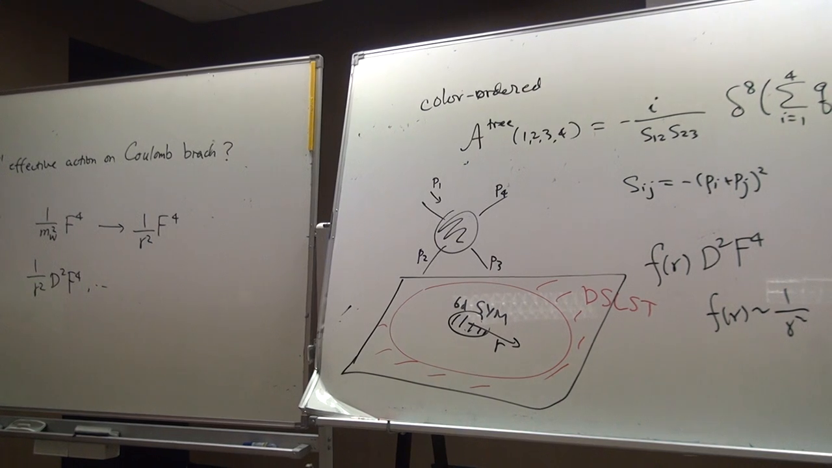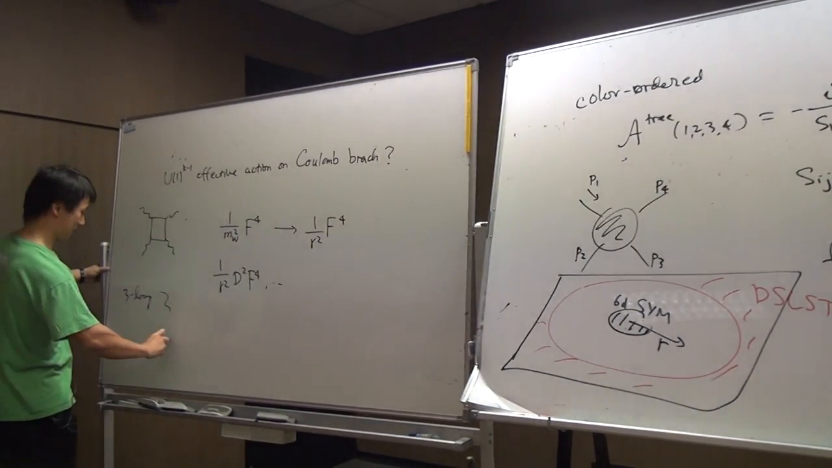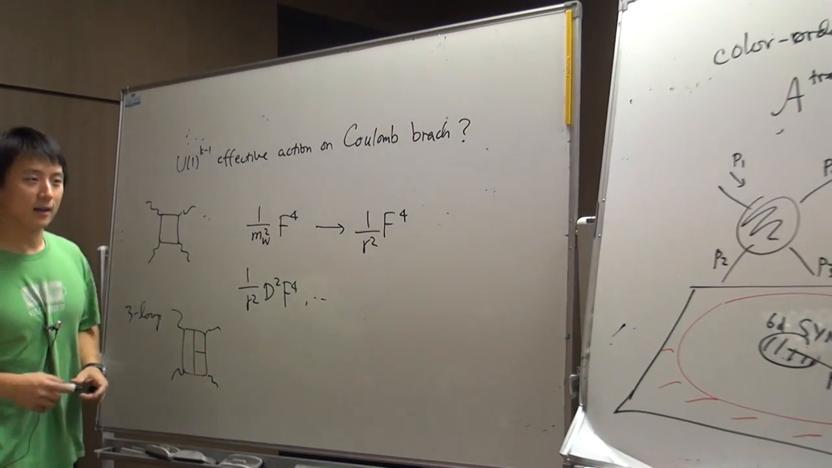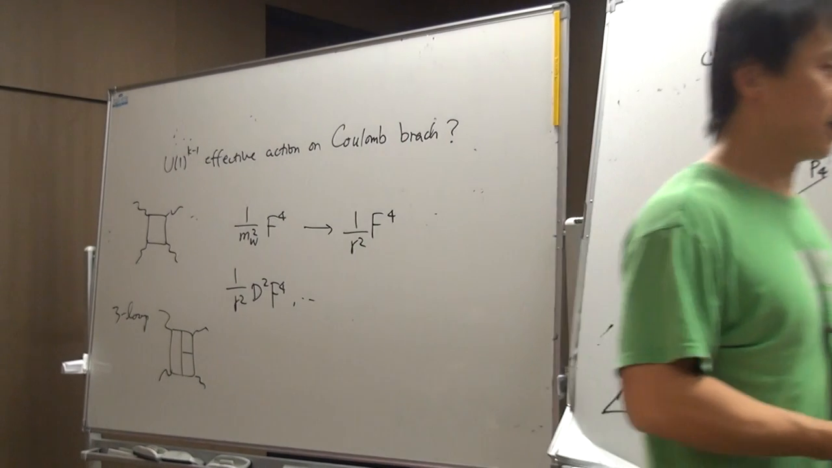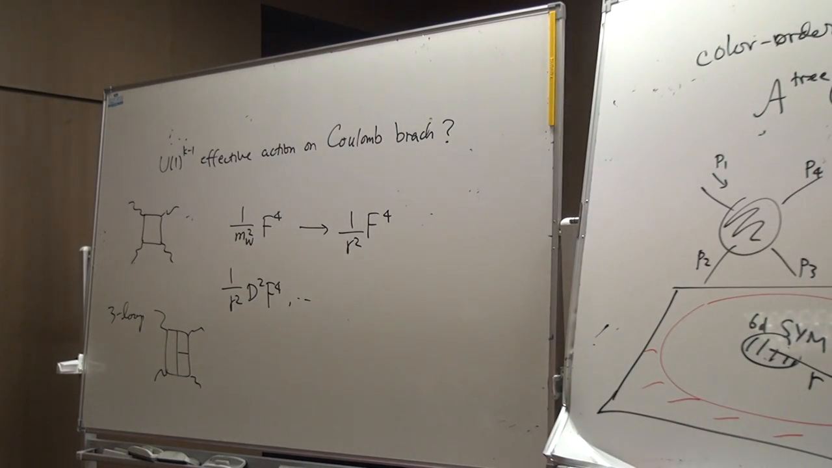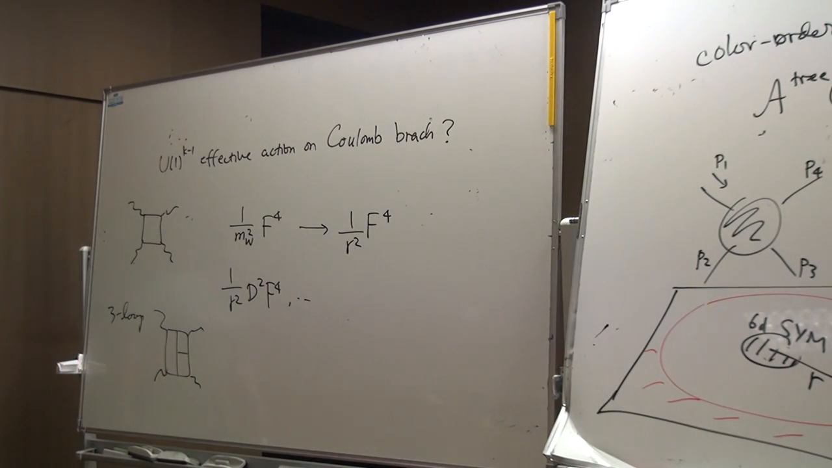3 loop where you have diagrams like this, and it may not agree with double scale string theory from this reasoning. So actually, we have done that calculation. It has not been published. It's not been published because it did not agree with double scale string theory.